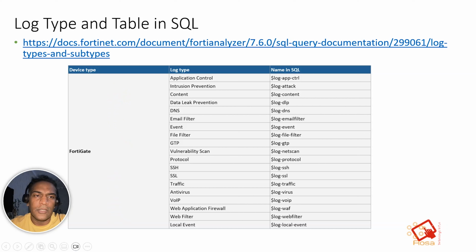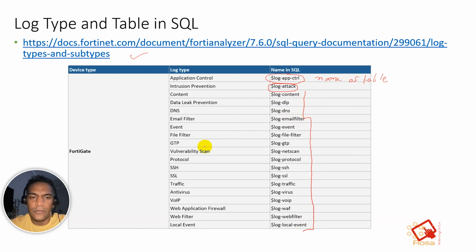You can visit this link for all details about products apart from FortiGate. For FortiGate, application control is stored under log app control, and intrusion prevention under log attack. So this is the name of the table, or the type. These are the different tables in FortiAnalyzer that store the data.